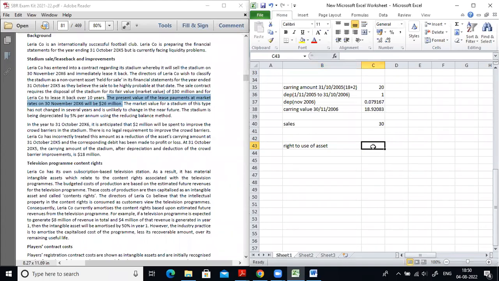The present value they gave it as 26 million. So what will be the right to use of asset here? Just see the question, please let me know. So you have the carrying value and you also have its fair value, nothing but sales value.